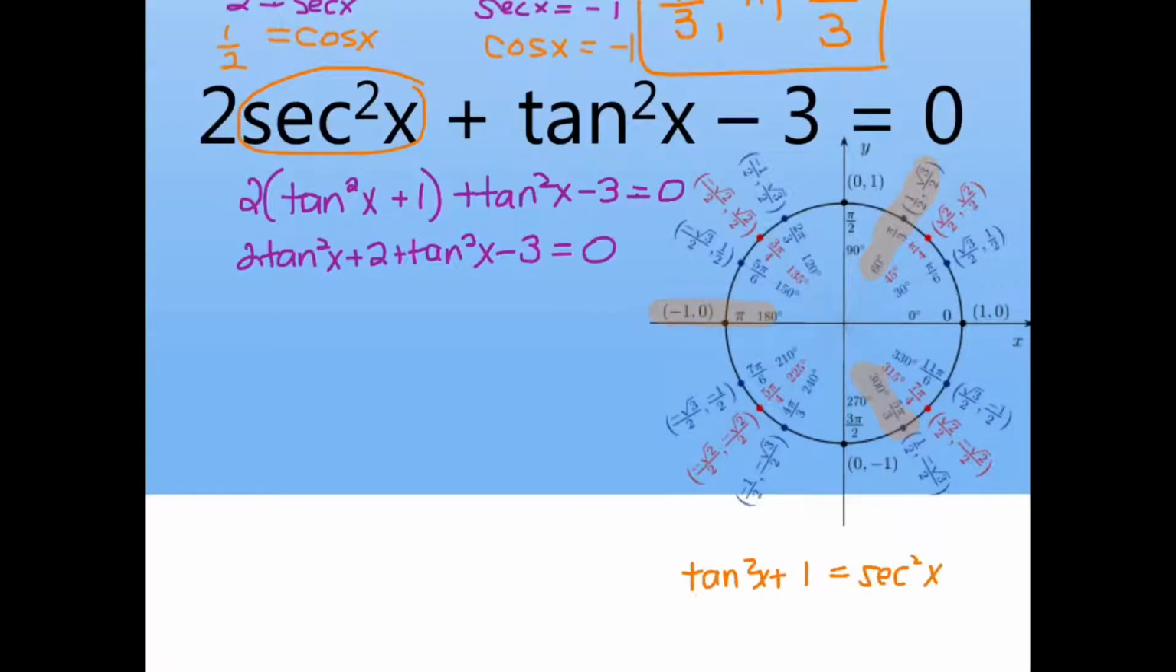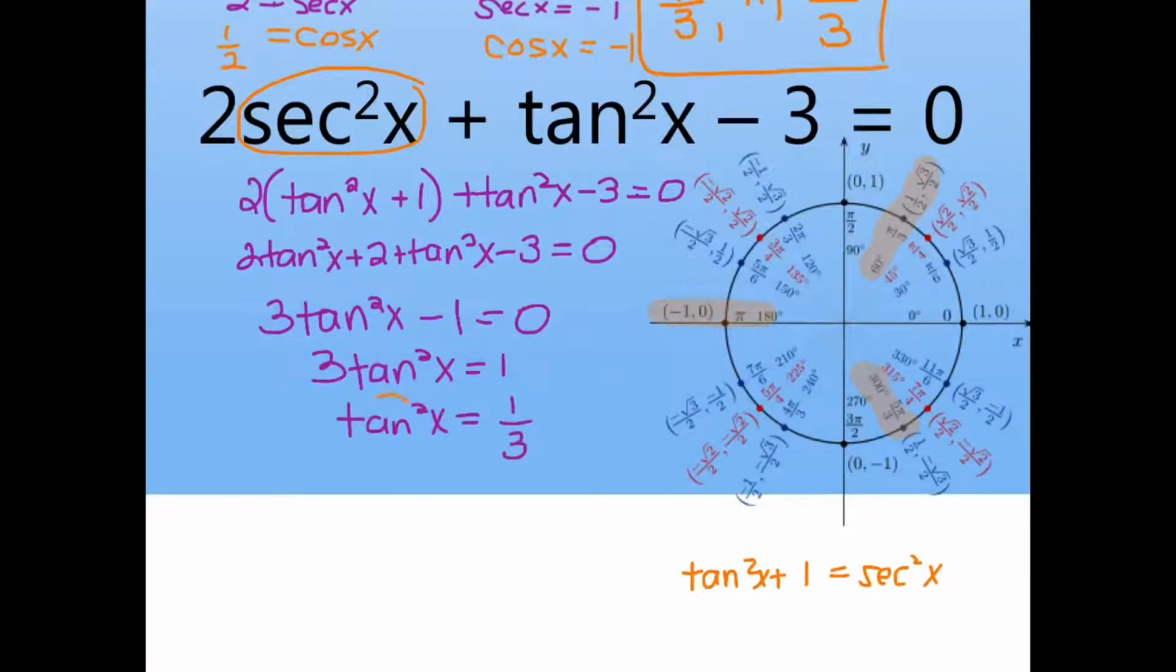And then from here, I want to combine my like terms. I have 2 tangent squared, so 2 tangent squared plus tangent squared becomes 3 tangent squared x. And then positive 2 minus 3 is negative 1 equals 0. I'm going to add the 1 to the other side and then divide both sides by 3.